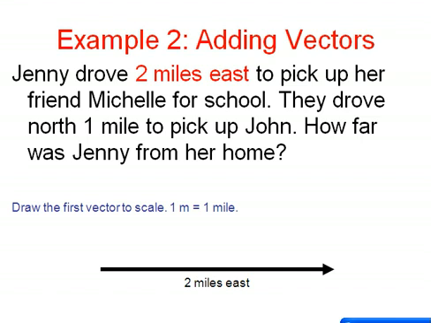Let's do another variation of adding vectors, except this time the vectors are not going to be going in the same direction, nor are they going to be going in exact opposite directions as in the previous examples. And so here Jenny drives 2 miles to the east, and we see a vector that's to scale down on the bottom of the drawing. And now we're going to do a second leg of the journey, where she then drives 1 mile north to pick up John.